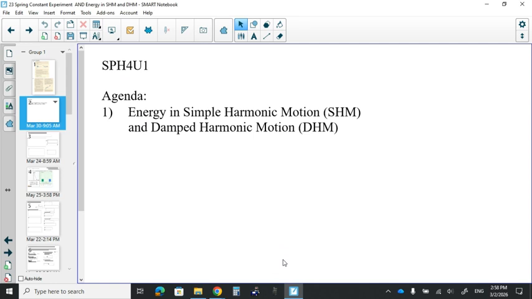Energy in simple harmonic motion. I think I had said that it was going to be the next lesson, but we ended up doing the experimental lesson. And so now here it is, energy in simple harmonic motion.